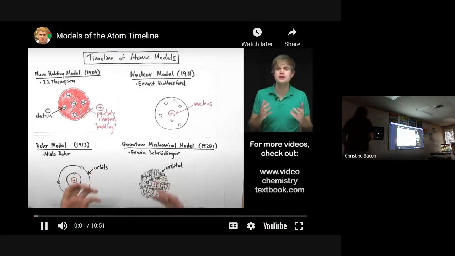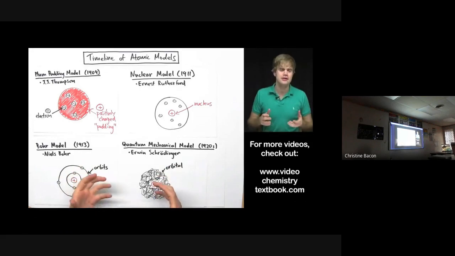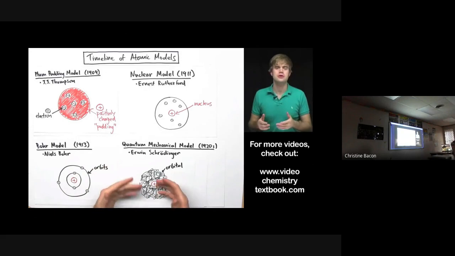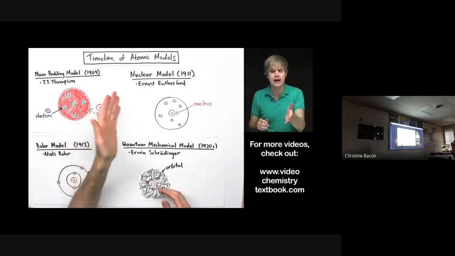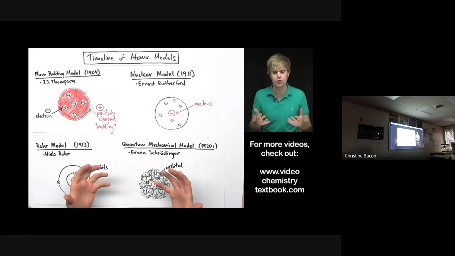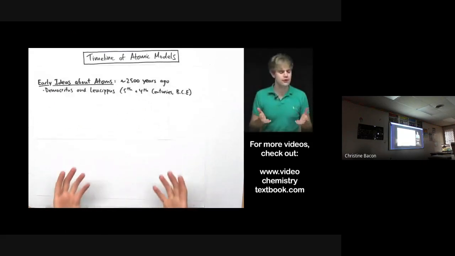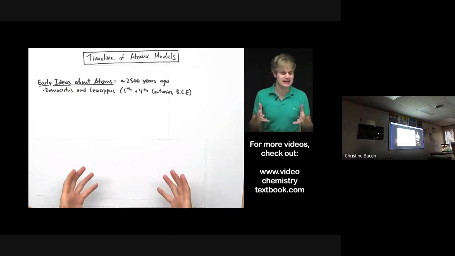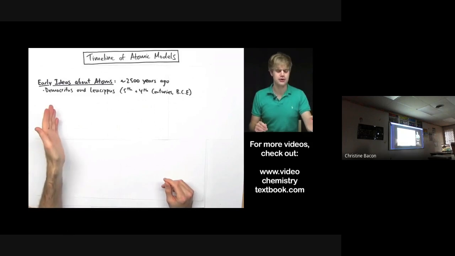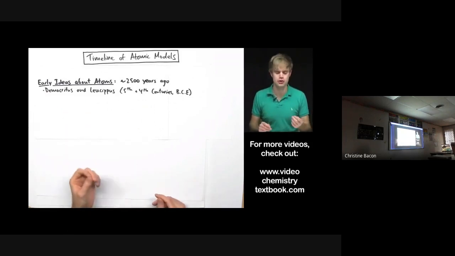As scientists have done experiments and learned more and more about atoms, they've changed the way they think about atoms. So in this video, we're going to look at a timeline of the different ways that scientists have pictured or imagined atoms over the years. Now, the first people to really talk about the idea of atoms were the ancient Greek philosopher Democritus and his teacher Leucippus. They lived about 2,500 years ago.